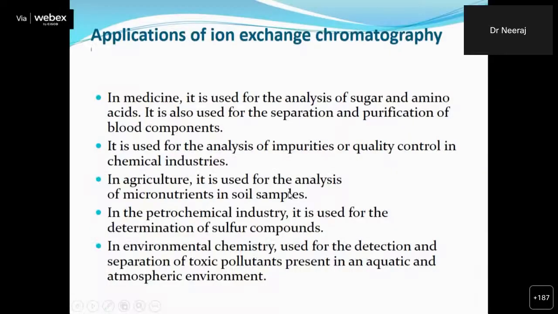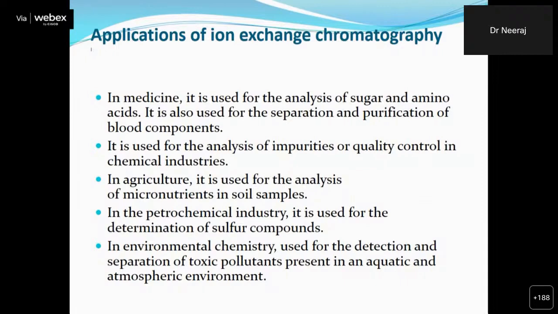So what is the application of ion exchange chromatography? In medicine, it is used for the analysis of sugars and amino acids. You must know amino acids, and different types of amino acids are there. It's also used for the separation and purification of blood components. It's used for the analysis of impurities and quality control in the chemical industries.